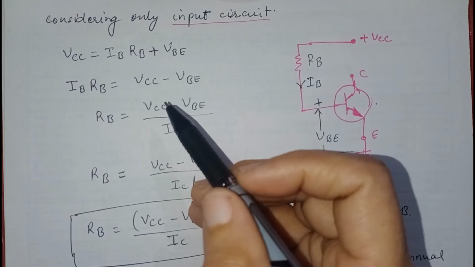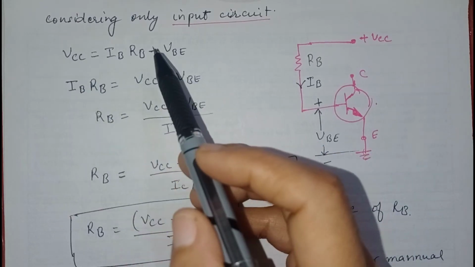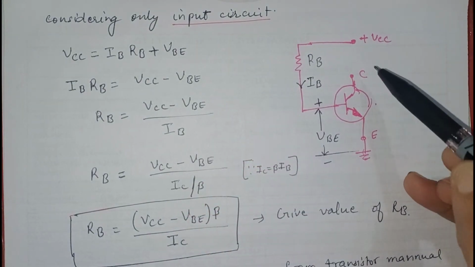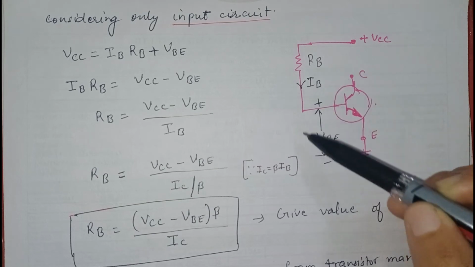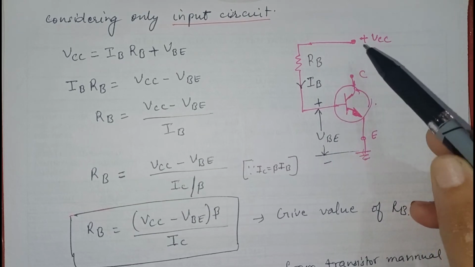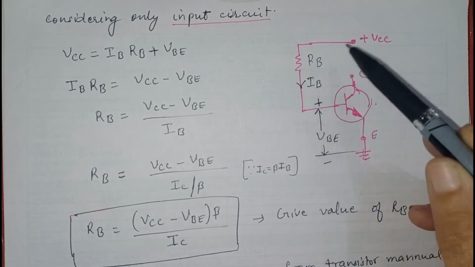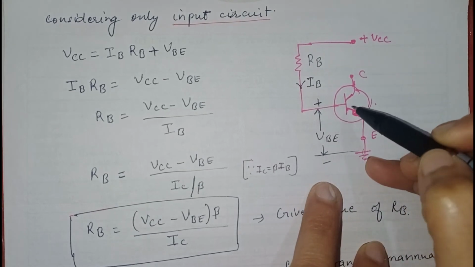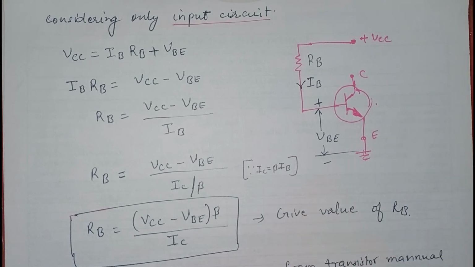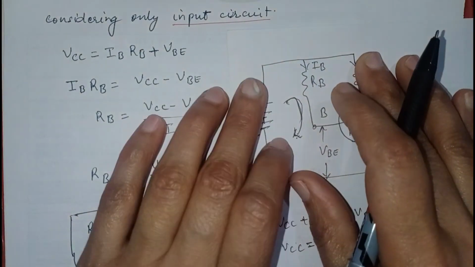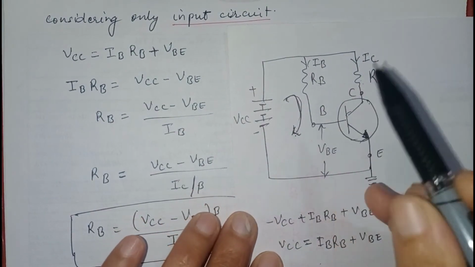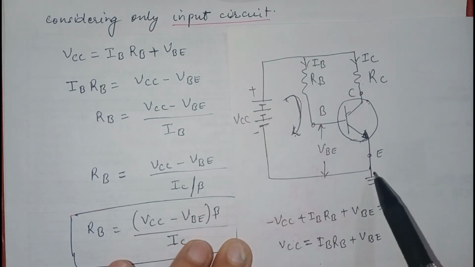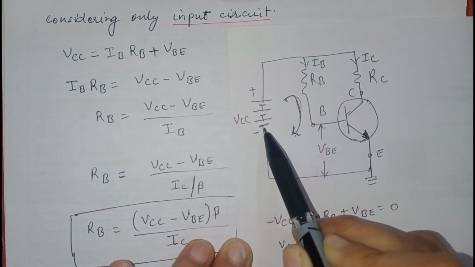Now to find out the value of RB, we will consider only the input side of the circuit. In this circuit, we have removed the output side. Only the input side is shown in the circuit: plus VCC, IB, RB and the VBE. Now we will apply KVL in the circuit. To apply KVL, we have redrawn the circuit to make it easy. As RB is connected to the positive terminal of the battery and ground is connected to the negative terminal, we have shown the battery here.